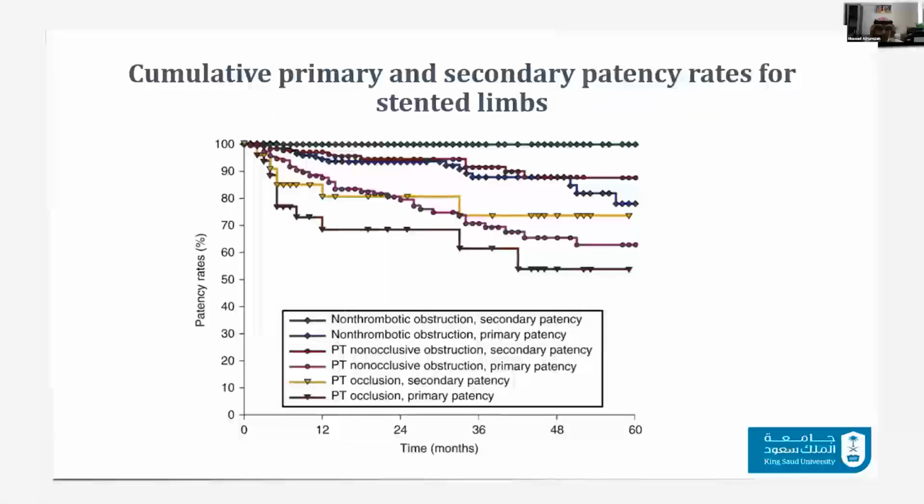This is divided basically based on the indications, whether it's occluded or not occluded at the beginning, and whether it is a non-thrombotic versus a thrombotic cause. And as you see, the ones related to thrombotic lesions, especially if they're occluded, their patency rates go down to about 50% or even less.